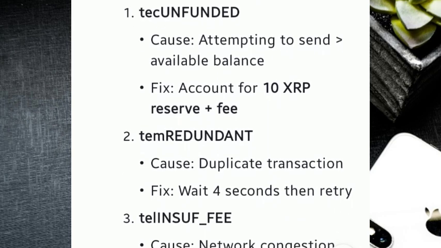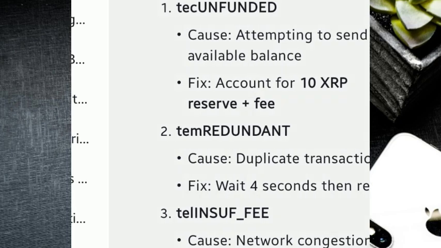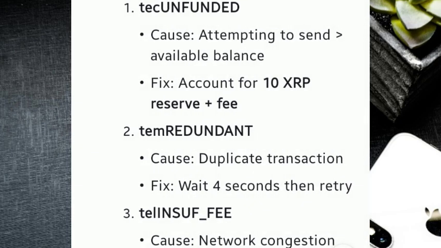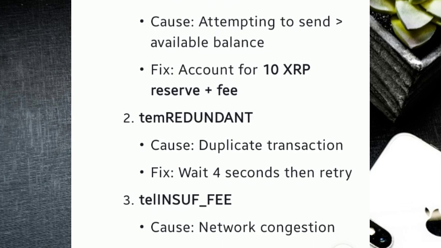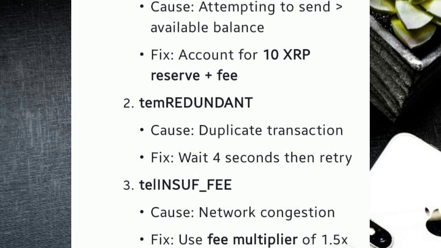So the last one we have is telINSUF_FEE_P. Now, this error code is caused by network congestion. And to fix it, you just need to use a fee multiplier of 1.5 times. It's as simple as that.